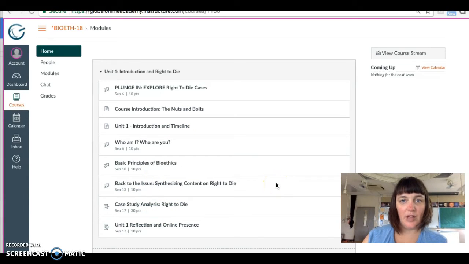For each individual assignment, we've associated specific outcomes, what we want you to be able to do and show during that assignment. Some of these are general. For example, every plunge-in will have very similar, if not exactly the same, outcomes associated with them. So we'll look at those real quick.